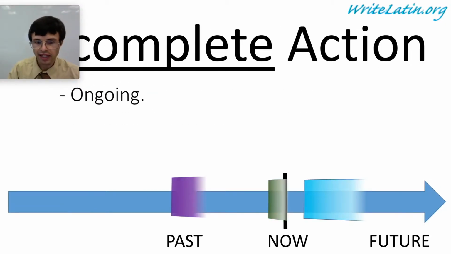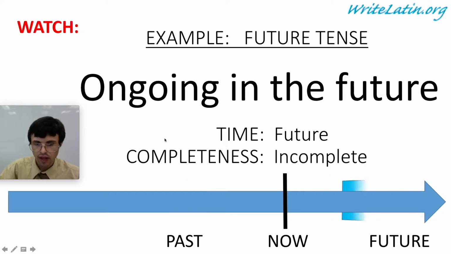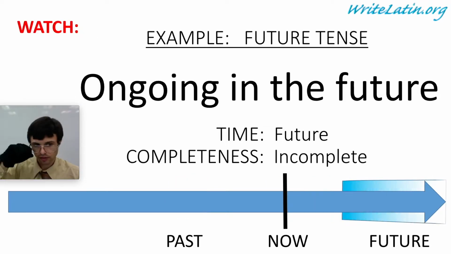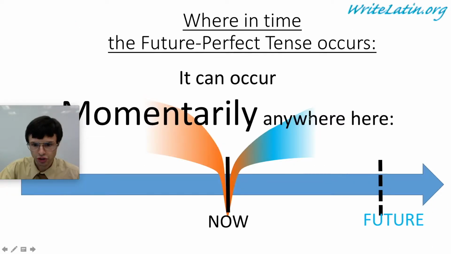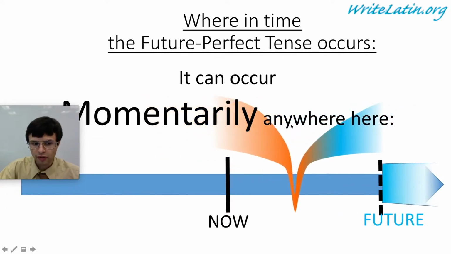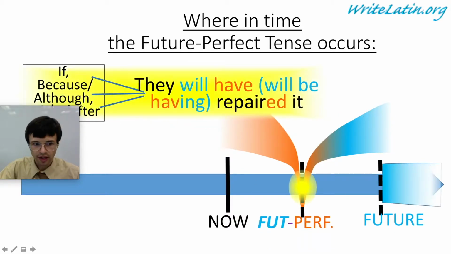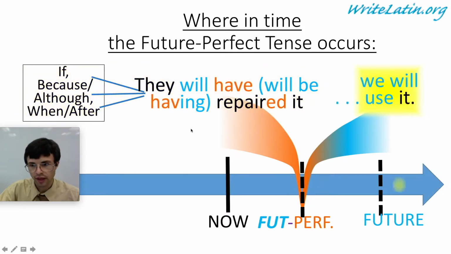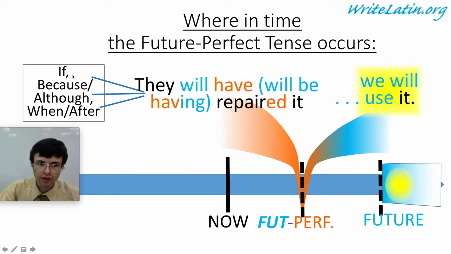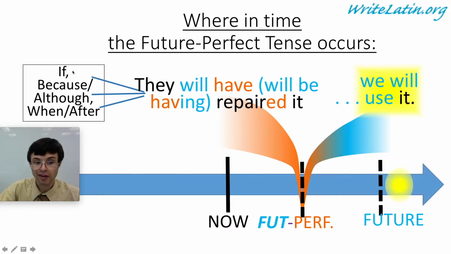So we had our incomplete tenses, and of those incomplete tenses, the most significant for us today is the future. Okay, so the future perfect can occur anywhere here in between the present and the future. And an example of it is if they will have repaired it, then we will use it. Now, instead of will have, you could have said will be having. And notice that if is now added as a possible adverb.